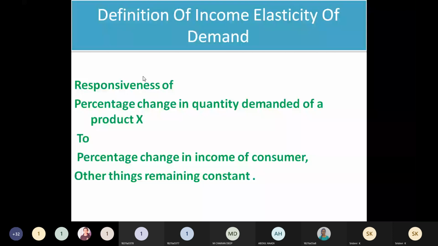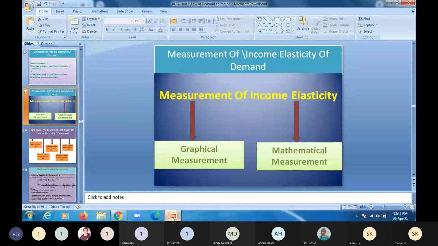I hope sharing is on for you. Is it shared? There is a disturbance in between. Disturbance in the network. Can you see the screen? Yes, ma'am.